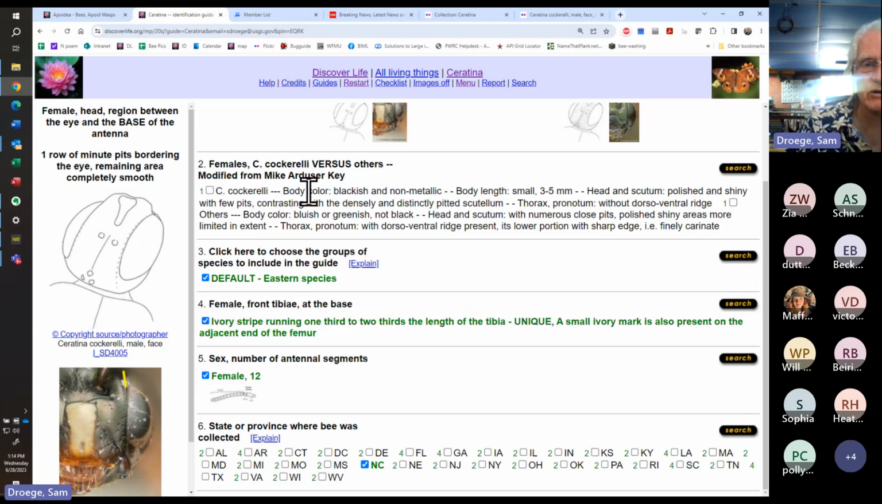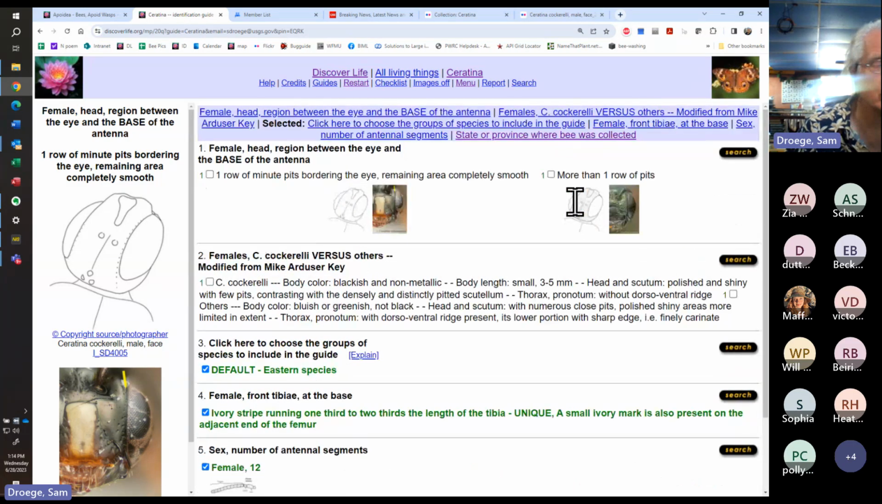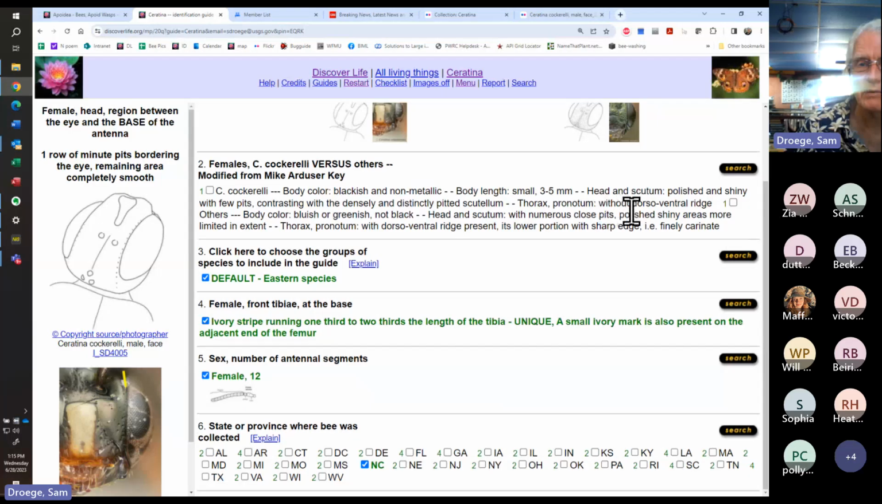Mike says cockerelli, black color, body color blackish and non-metallic, length small, 3 to 5 millimeters, head and scutum. I should also point out Kim Hunsinger. Shout out to her for finding out that little femur marking character. Very useful, particularly with floridana. Oof, what a nightmare otherwise. So head and scutum polished, thorax pronotum without dorsal ventral ridge. That's the one that I wasn't paying attention to.